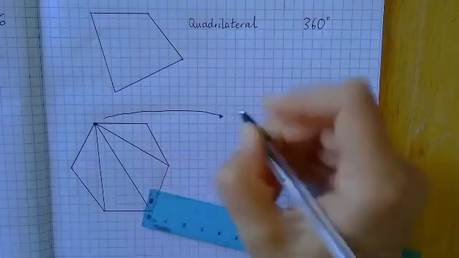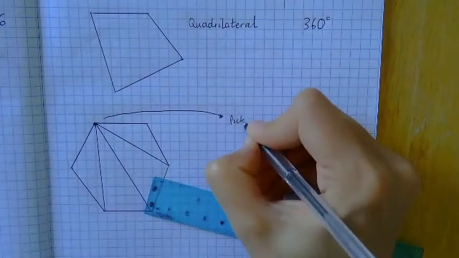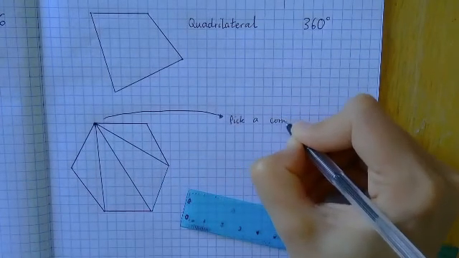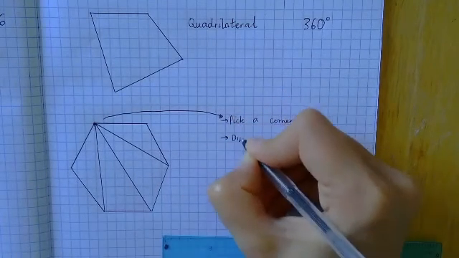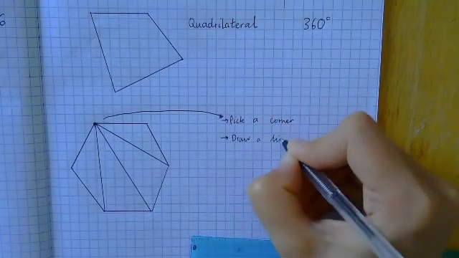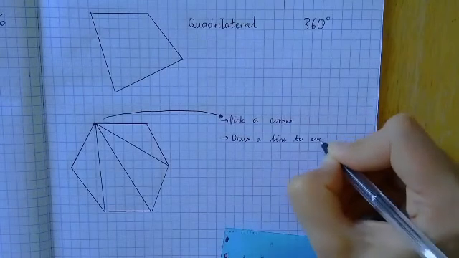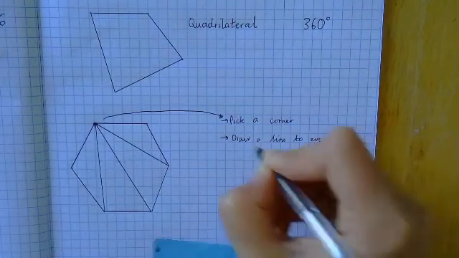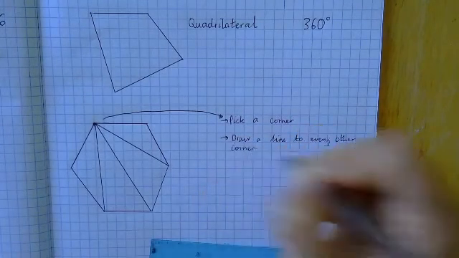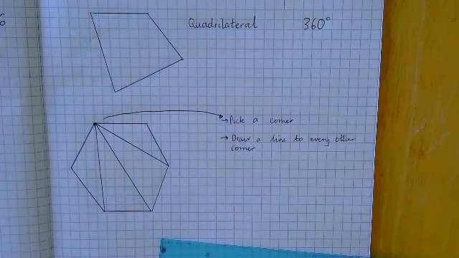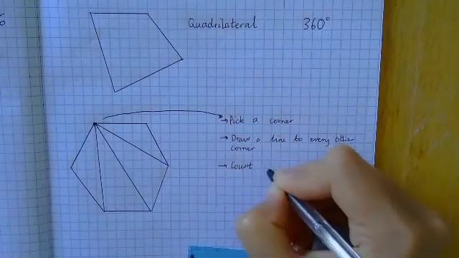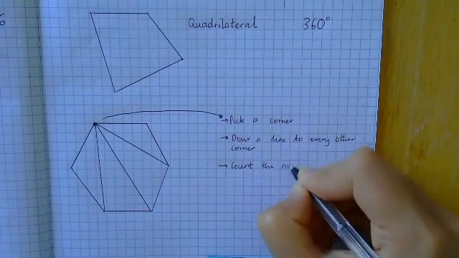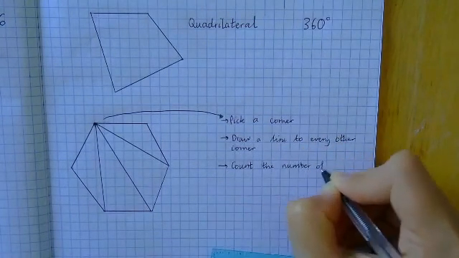So what did we do? Should we write ourselves some instructions? So we picked a corner, that was step one, and then draw a line to every other corner. So I picked a corner and then I've drawn a line to every other corner. Now we're going to count the number of triangles.